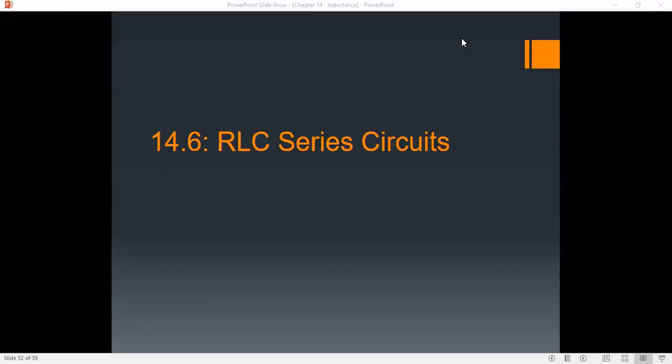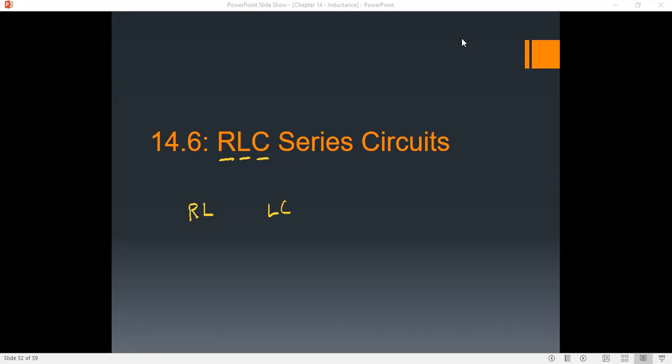Here we're going to put everything together. Let's just remind you that R stands for resistor. We saw that for the RL circuit, L stands for inductor. C stands for capacitor. We saw that with the LC circuit.